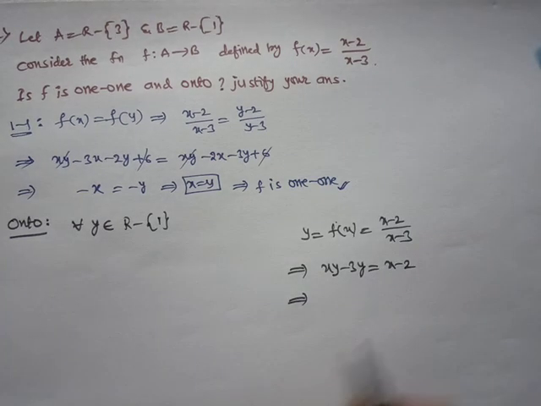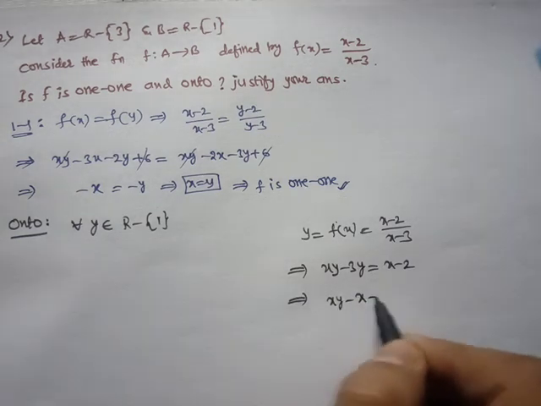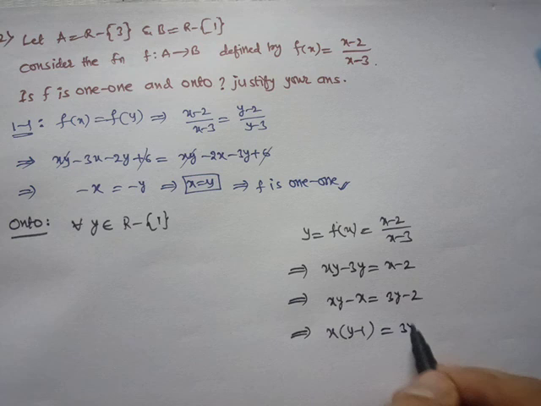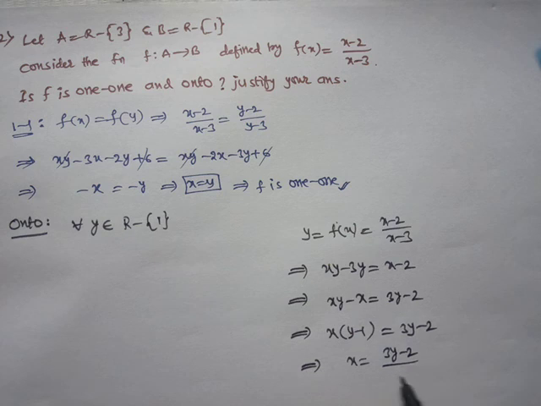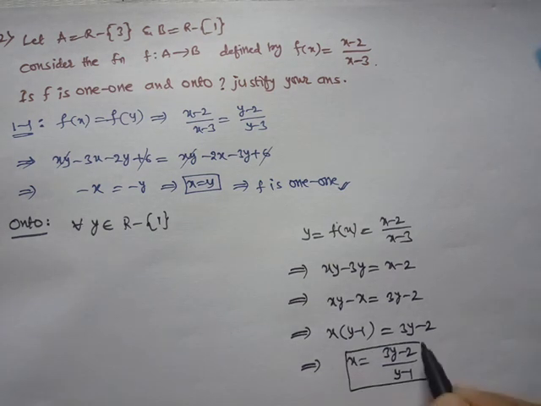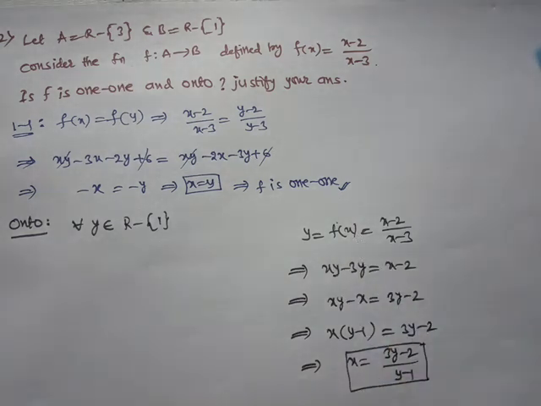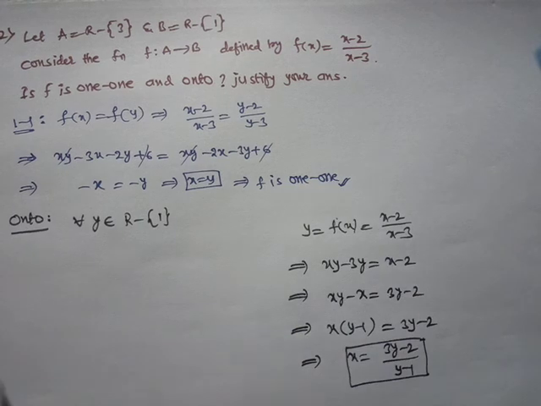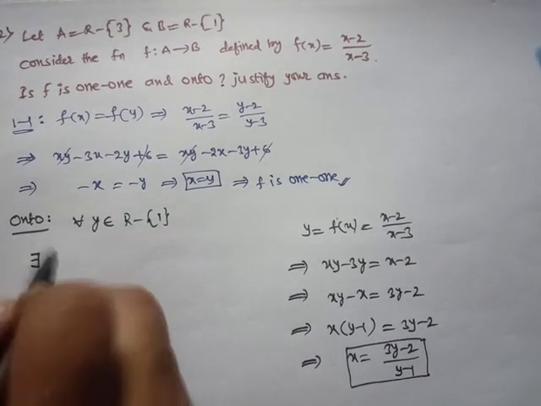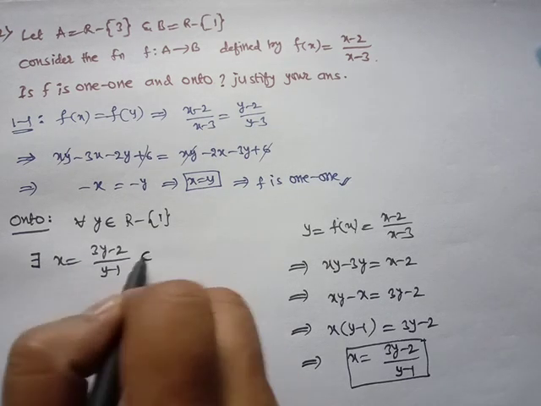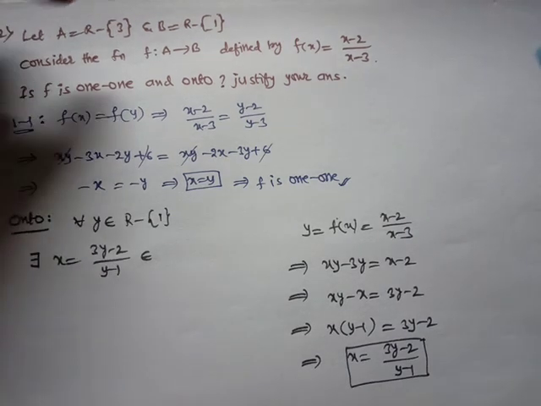We require the value of x, so that's why we send the x terms to one side and other terms to the other side. Taking x common, x into y minus 1 is equal to 3y minus 2, then x is equal to 3y minus 2 by y minus 1. Now we have taken y is equal to f of x, and we are getting x is equal to 3y minus 2 by y minus 1. So there exists x equal to 3y minus 2 by y minus 1 belonging to the domain.